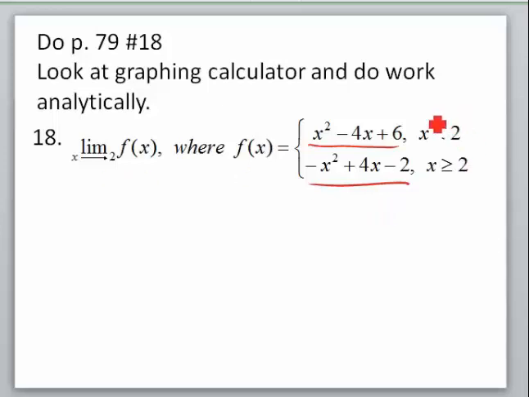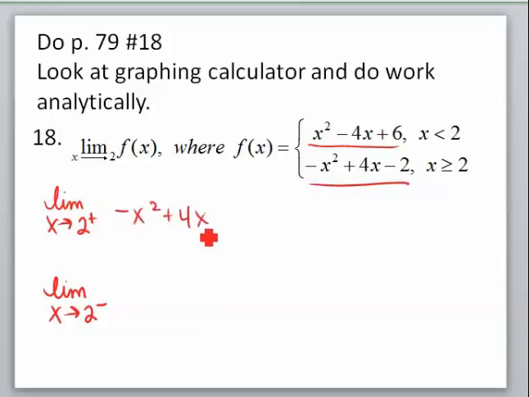So we're going to check the limit as x approaches 2 from the right, and we're going to check the limit as x approaches 2 from the left, and we're going to see if we get the same number. So from the right would be numbers like 3 and 4. That would be this function right here, negative x squared plus 4x minus 2. And from the left would be functions like the top one.